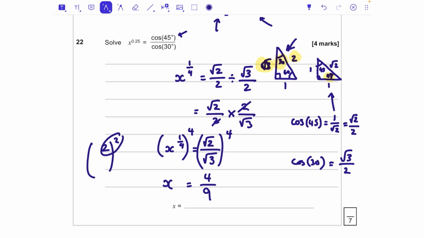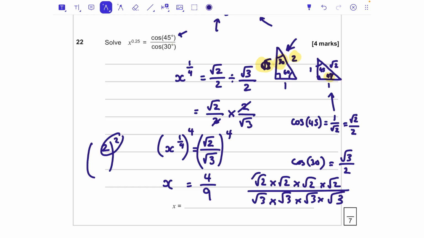If you want to do it differently, you can say it's root 2 times root 2 times root 2 times root 2 for the numerator, and root 3 times root 3 times root 3 times root 3 for the denominator. And we know that each of these, root 2 times root 2 is 2, root 2 times root 2 is 2. So there we go, we've got 4 on the top and 9 on the bottom. So x equals 4 over 9 is my final answer.